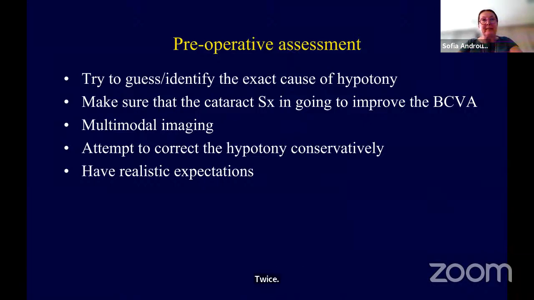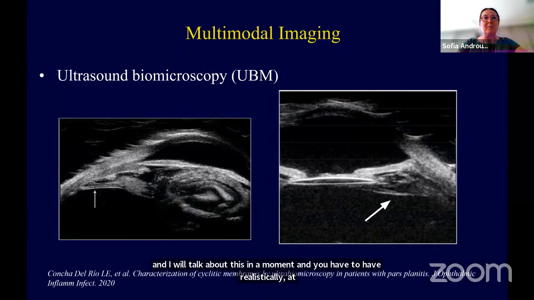Preoperative assessment entails the need to identify the exact cause of hypotony, to make sure that the cataract surgery is going to improve the BCVA, so absence of hypotonic maculopathy. You have to do multimodal imaging to assure that. You have to attempt to correct the hypotony conservatively first, and I will talk about this in a moment. And you have to set realistic expectations for you and your patients.